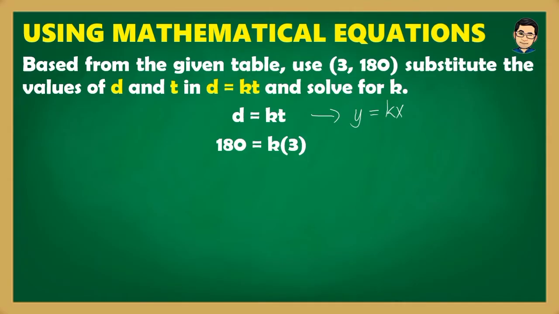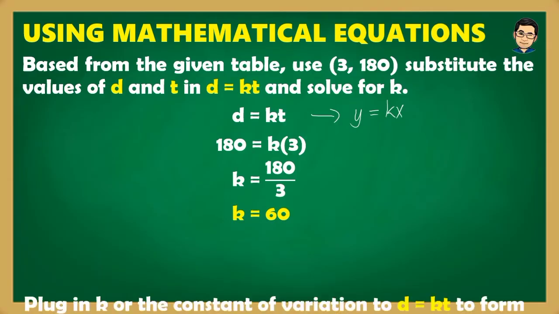Multiplying 3 by k, we get 3k is equal to 180. Then we divide 180 by 3 to remove the numerical coefficient of k. So, k is equal to 180 over 3, and that is 60. This means the constant of variation here is k is equal to 60.